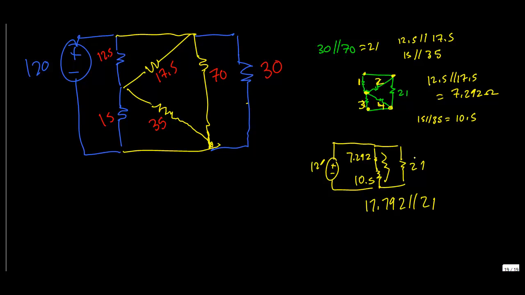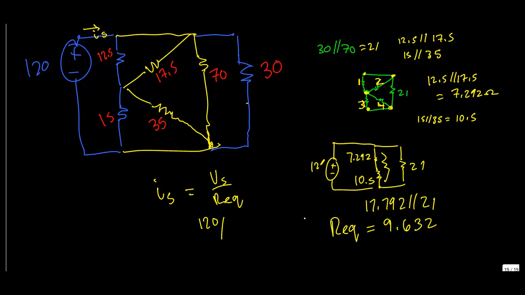9.63168, and I believe, if I remember correctly, in the last video that's what we got when we did voltage source over the current source. We get the R equivalent, so that equals 9.632. Now, since we know the R equivalent, and we want to find the current source, we know that current is equal to your voltage source over R equivalent. So you're going to get 120 divided by 9.632 is equal to IS.